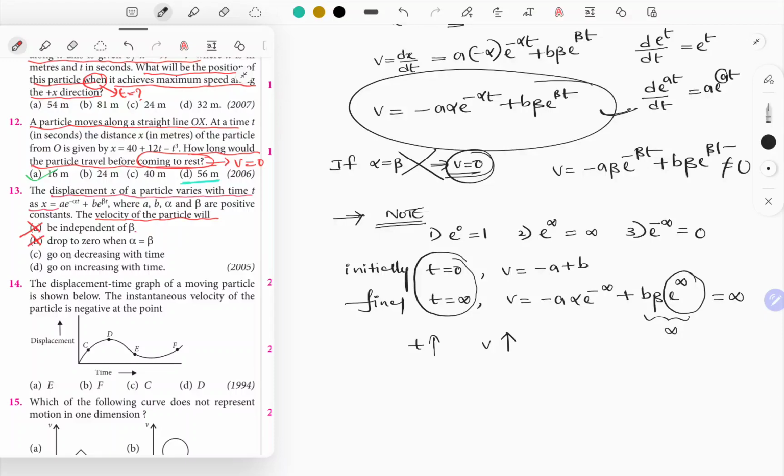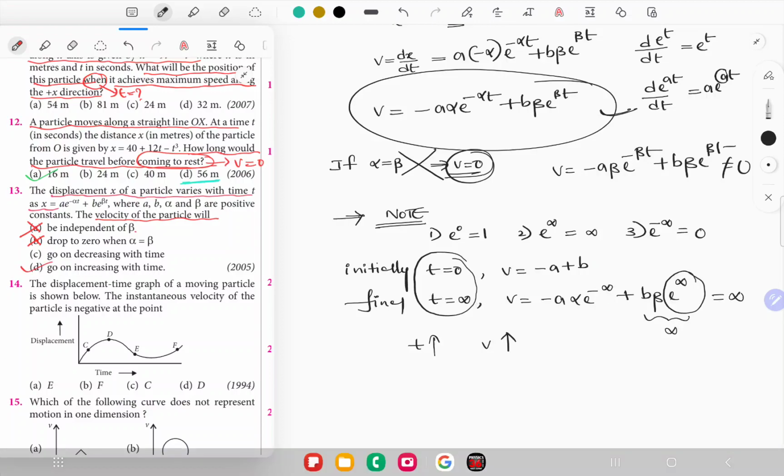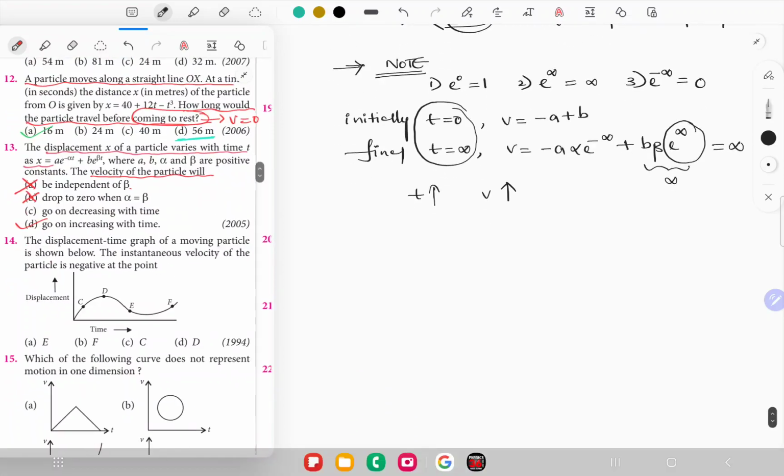So which option is correct? Go on decreasing with time? No. At t is equal to 0, the answer is minus a plus b. At t is equal to infinity, it is infinity. That means it is increasing or decreasing? Increasing. Option D is correct. This is the way to cross-check.